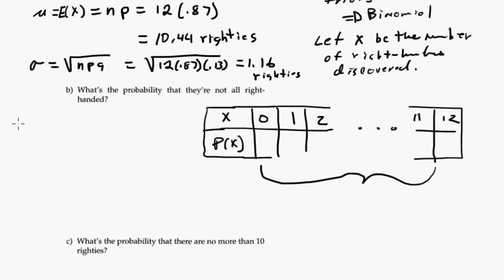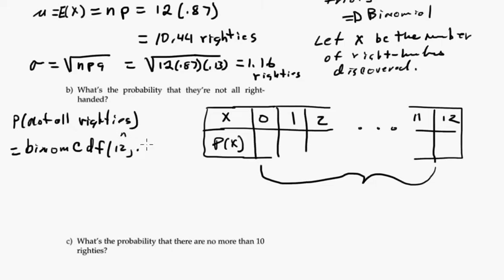There are a couple ways of doing this. We can say the probability of not all righties is equal to binomcdf, where n is 12, the probability of success is 0.87, and then just give it 11. And that should do it. So that would be 0.812.